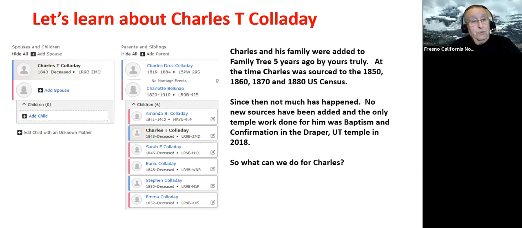Okay, so let's use an example. We'll spend the rest of the time talking about Charles Colladay. Charles T Colladay. I added him into Tree about 5 years ago. I was doing a project and I was doing some census researching. And so just using censuses, 1850, 60, 70, and 80, I had put this family together. And all I had basically on Charles was that he was born in 1843 in Pennsylvania. And that's all I really know about him.